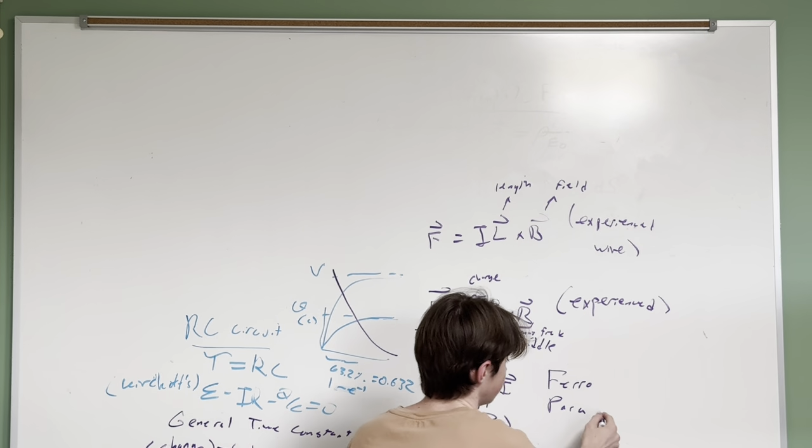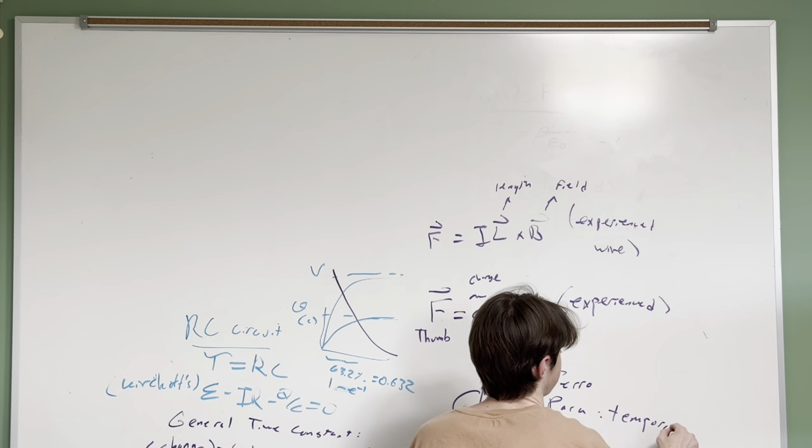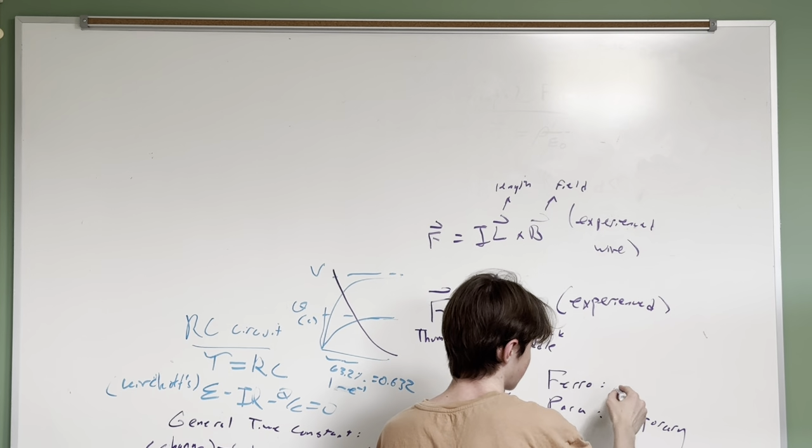Paramagnets are temporary. This vocabulary will definitely be on the MCQ. Ferromagnets are permanent.